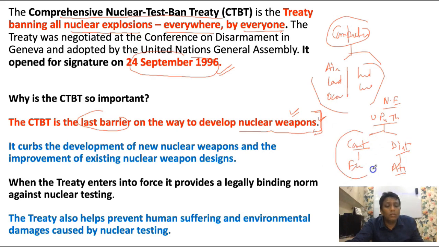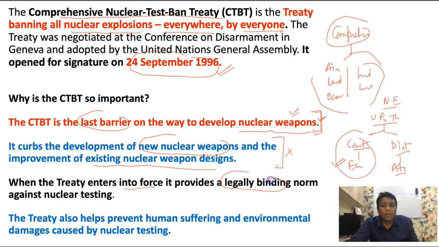But nuclear energy should be utilized for peaceful purposes. So it covers the development of new nuclear weapons and even the improvement of existing nuclear weapon designs. It is totally curbed. Nobody will do it. Even when the treaty enters into force, it provides a legally binding norm against nuclear testing. So in that way, nuclear tests will not be misused.